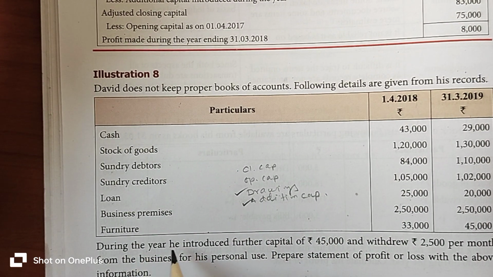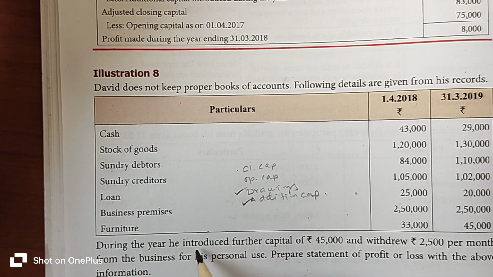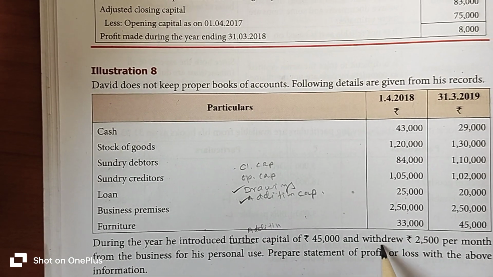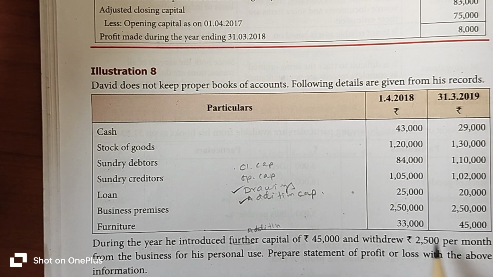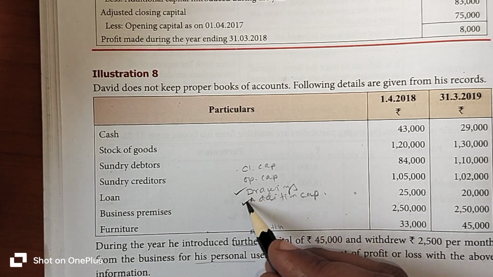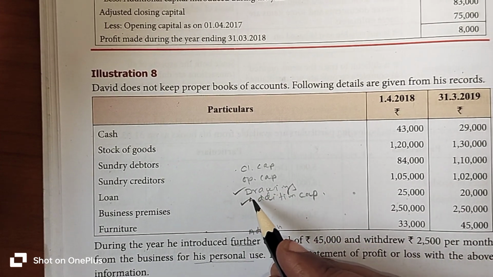Listen here. During the year he introduced further capital. Further capital means additional capital is given. And he withdrew rupees 2,500 per month from his business for his personal use. So David taking 2,500 per month for his personal use means drawings are also given. Okay, so 2 items we have here.